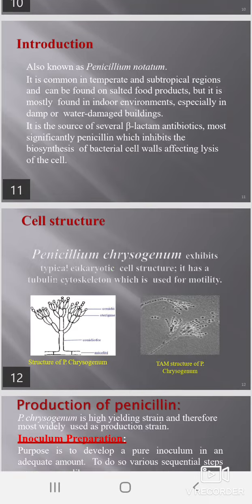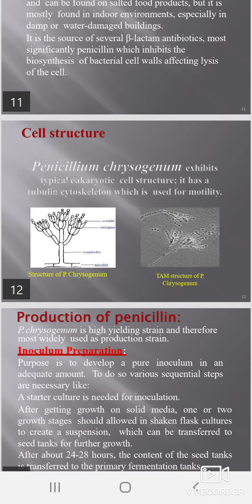How can penicillin be produced by fermentation? You can see the production of penicillin. P. chrysogenum is a highly yielding strain and therefore most widely used as the production strain. In culture preparation, the purpose is to develop a pure inoculum in an adequate amount. To do so, various sequential steps are necessary, like a starter culture needed for inoculation. After getting growth on solid media, one or two growth stages should be allowed in shaken flask cultures to create a suspension which can be transferred to seed tanks for further growth.